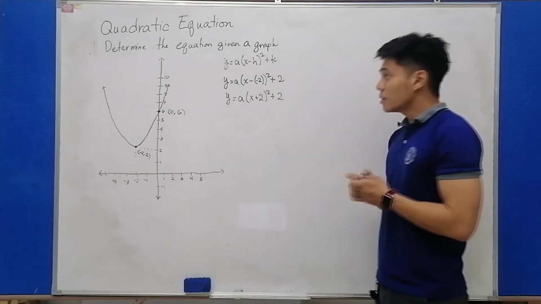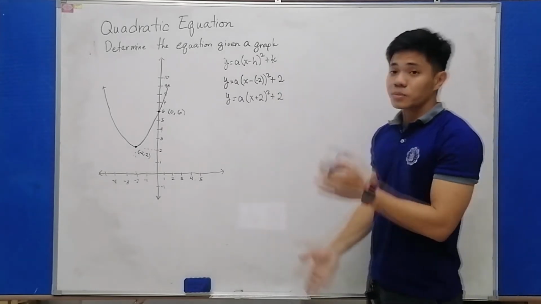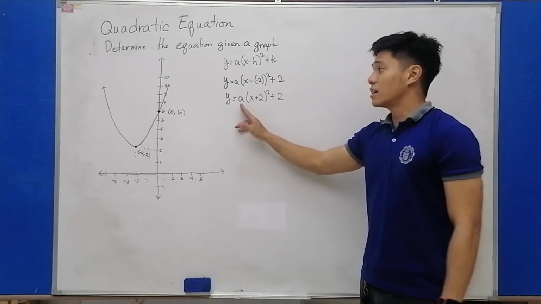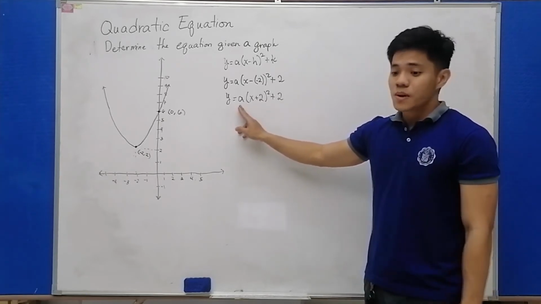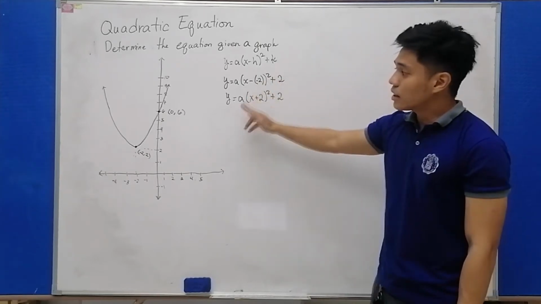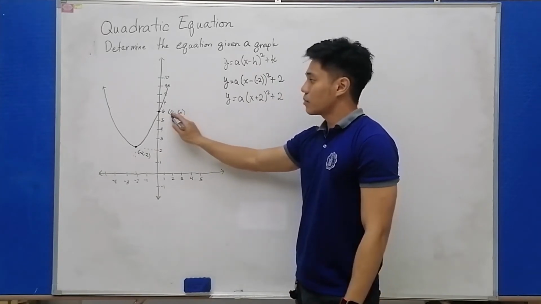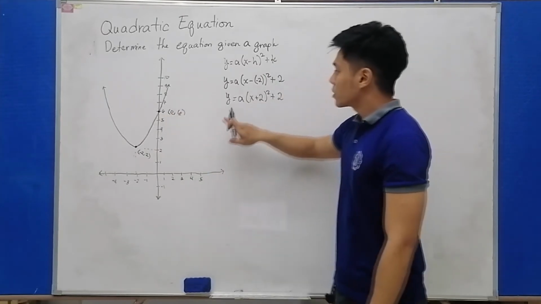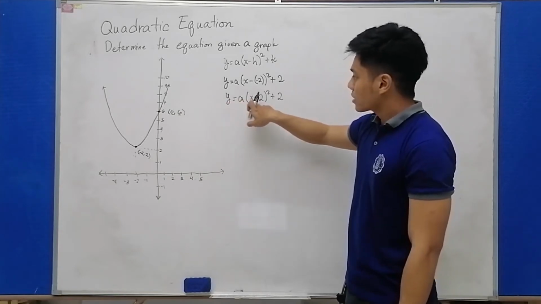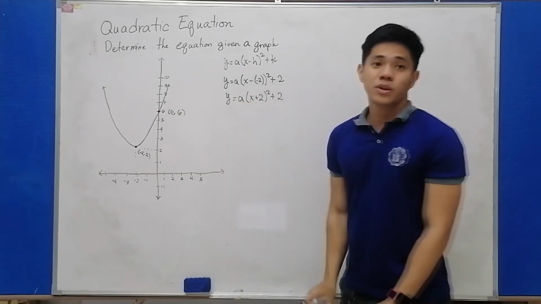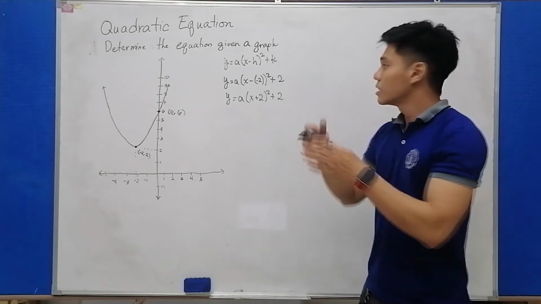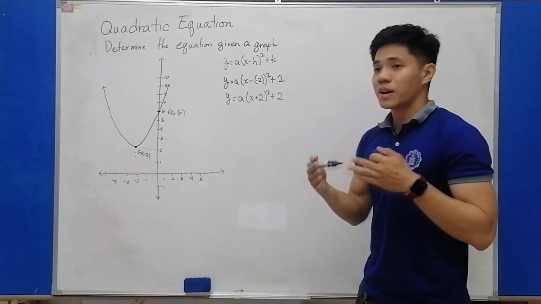Now, looking at it, it's incomplete. Why? We don't know what a is, right? So how do we find a? We can find a using these coordinates. Remember that this is our x point and this is our y point. So we can substitute x and y to find a in this equation, so we have a complete equation for our parabola.